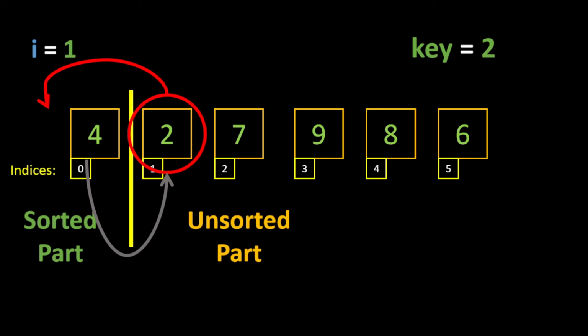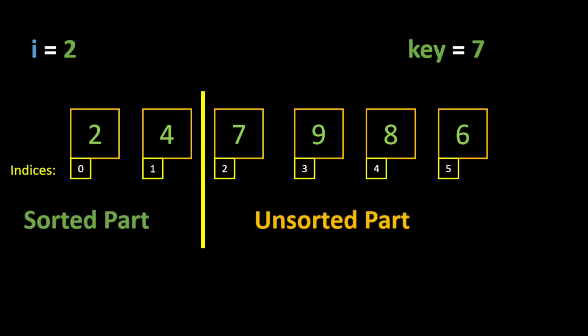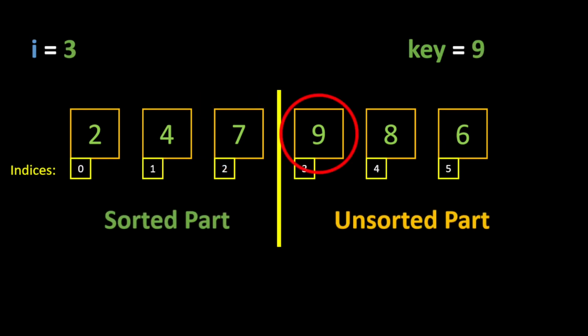Now the first two elements of this array are sorted. We then move to the next iteration. The element at index 2 is 7. We know that all the elements to the left of this index are sorted and 7 is greater than 4, the first element to its left. Therefore, 7 is already at its correct position and we do not need to move any elements around. In the next iteration, we find that once again the element is at its correct position, so let's move on.